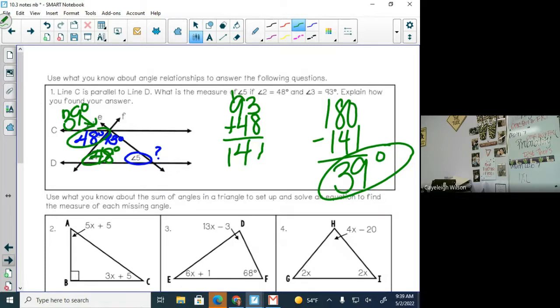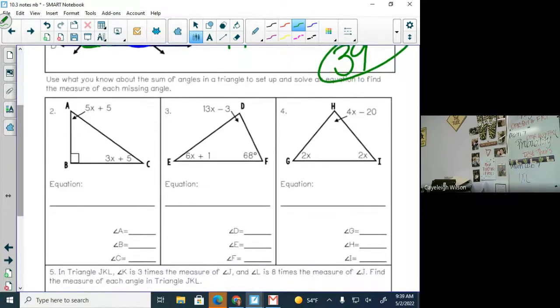Okay, well, let's move on to number 2 at the bottom there. It says, use what you know about the sum of angles in a triangle to set up and solve an equation to find the missing measure of each missing angle. On number 2, they give us a picture of this triangle. This is 5x plus 5, this is 3x plus 5, and what's this? Right, this is a right angle, which means it's 90.